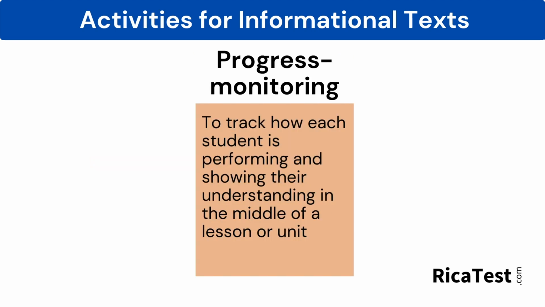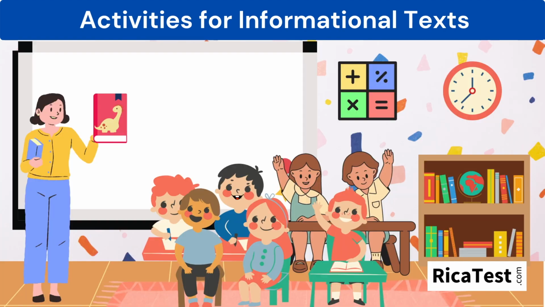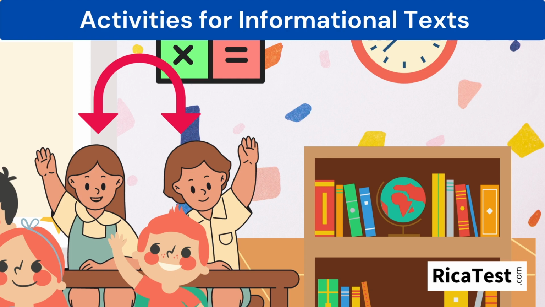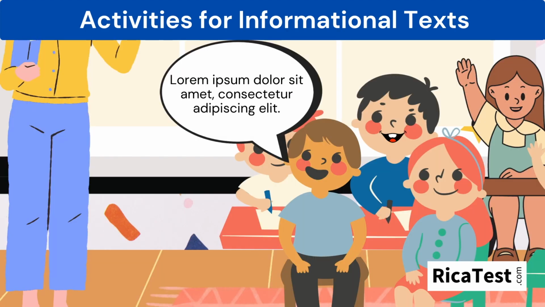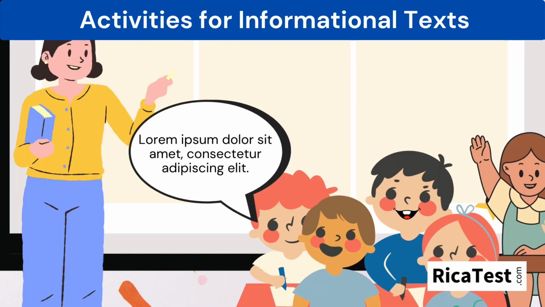Now, if the teacher's purpose is to provide an activity to allow the students to demonstrate their understanding of the text in the middle of a lesson, the teacher will use what's called the progress monitoring assessment method, which we can recall from past lessons. This is an informal assessment by nature and therefore uses spoken activity framework. Assessments might include a discussion format where the teacher will use a KWL chart and they'll talk about it. They might use think, pair, share, or turn and talk. They might use a retell or a summary. They might compare and contrast.